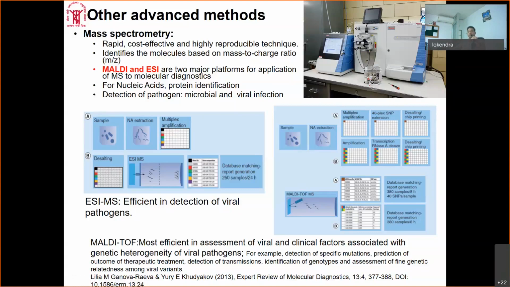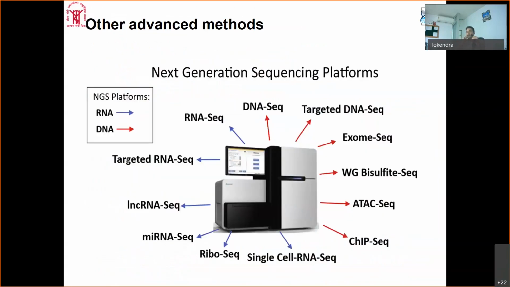So MS is again a coming up area, but hopefully nowadays it is most frequently used as a nucleic acid and protein identification method, specifically for microbial and viral infections. Although it is slightly expensive, depending on the sample size, it can be scalable and made cost effective. The other one, the most important and very much talked about method, is NGS, that is next generation sequencing platform, and they are very useful.